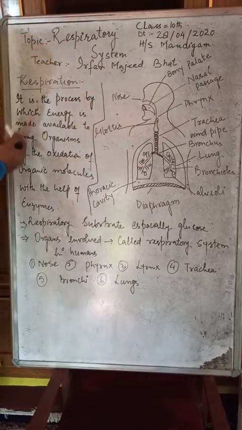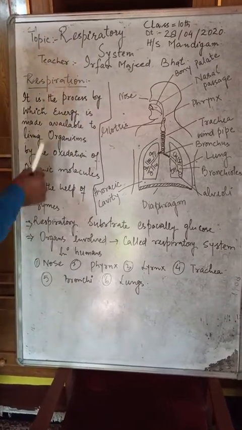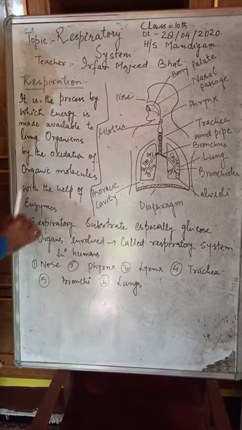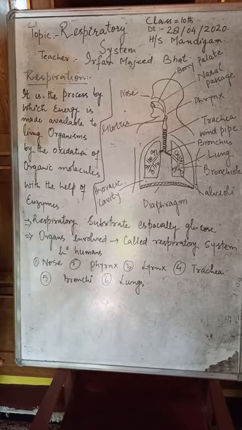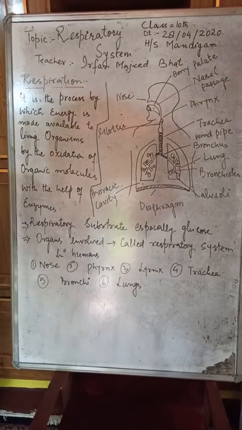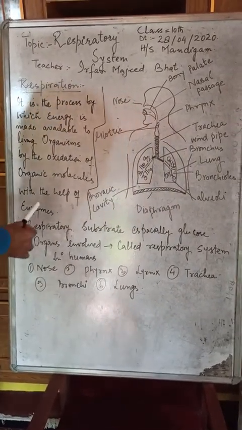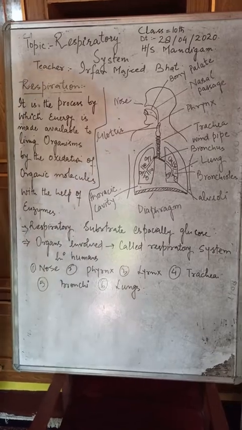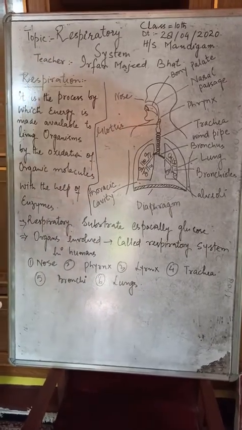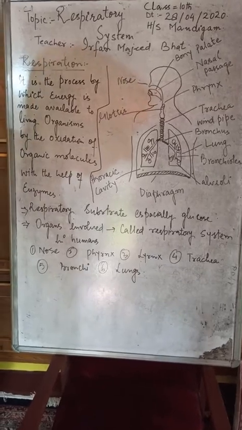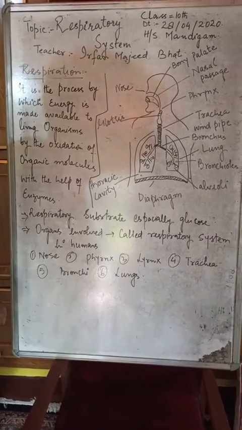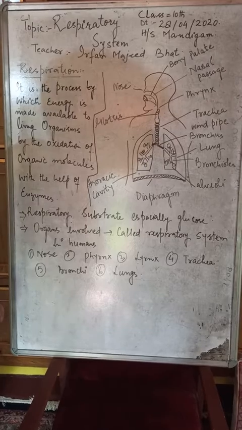As I have written here, it is the process by which the energy is made available to living organisms by the oxidation of organic molecules. So in the process of respiration, the oxidation of organic molecules takes place with the help of enzymes, and there are lots of enzymes which are involved in the process of respiration. This is just the definition of respiration. I'm not discussing here the mechanism of respiration. That I will discuss in another lecture.